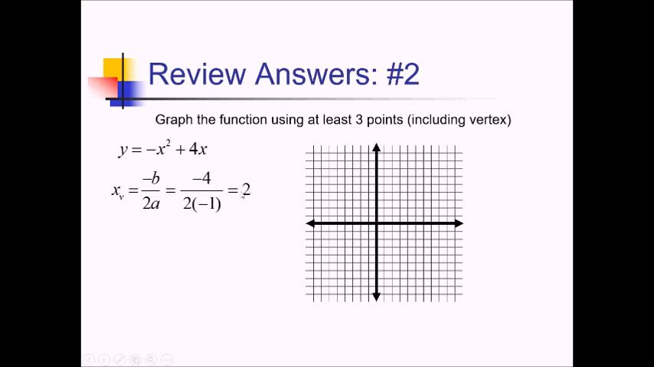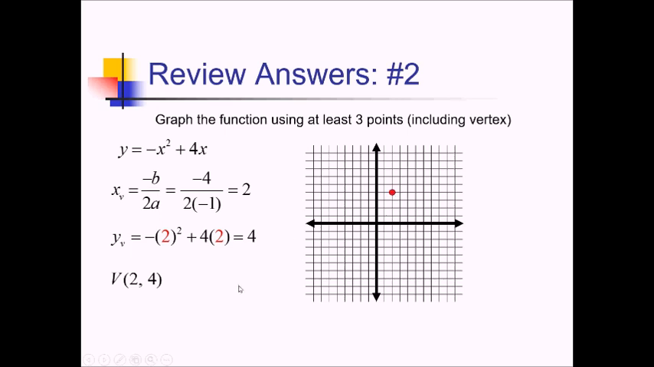So that is the x value of the vertex, also the axis of symmetry, which we're going to use later on. But we still need the y value of the vertex. To get that, we plug this x value back into the original expression. So we have negative 2 squared plus 4 times 2. So that's going to be negative 4 plus 8, which gives us positive 4. So then our vertex is (2, 4). And we can go ahead and graph that out. So we have (2, 4) right up there.